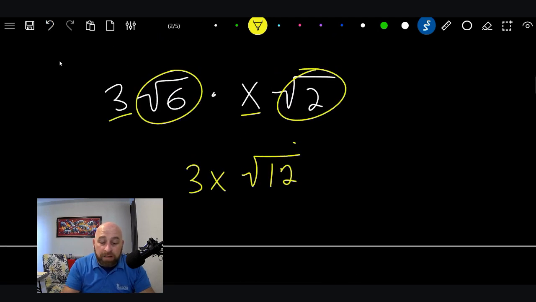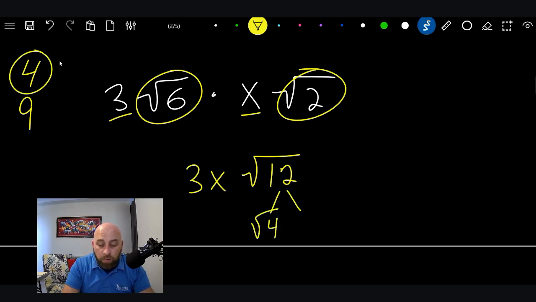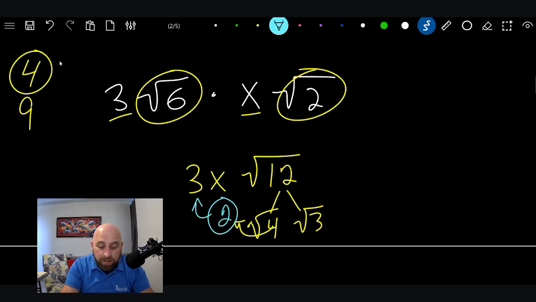Why not? Because 12 can reduce. Why? Because our square factor 4, 4 goes into it. And so that's going to square factor to the square root of 4 and the square root of 3. What comes out of the 4? A 2. Now be careful of this. The 2 comes out, so what do we do with that 2? We have to multiply it by the 3.